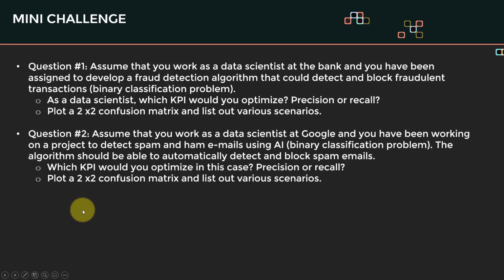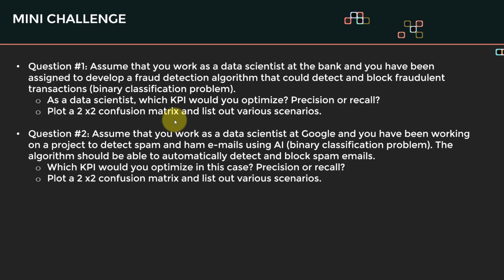And could you please also plot for me a 2x2 confusion matrix and list out all the various scenarios? Like what actually happens when true positives occur, or maybe when true negatives occur. And why do you care about precision or recall in both of these examples? So please go ahead, pause the video, attempt to solve the mini challenge, and I will see you guys after the break.